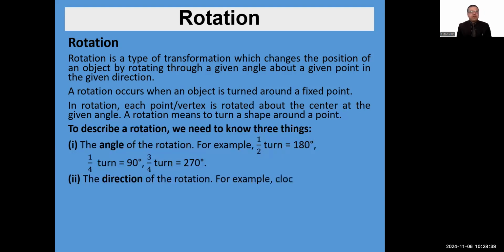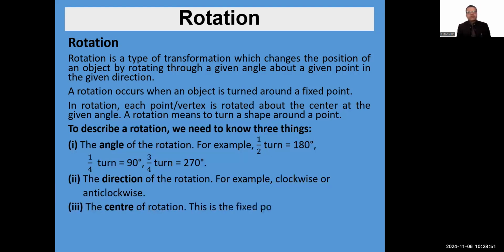Similarly, the direction of the rotation, for example, clockwise or anti-clockwise. And the third point is the center of rotation. This is the fixed point about which an object moves or rotates.